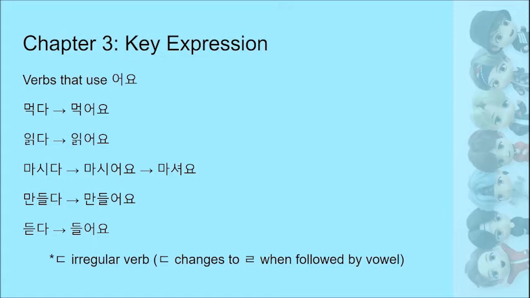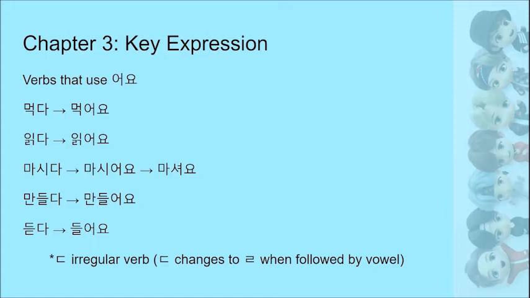Next we have 마시다, which is to drink. And so you cut the da off, you're left with 마시. So we get 마시어요, which ends up being 마셔요. So that verb again squishes down in the middle so that we have 마셔요.